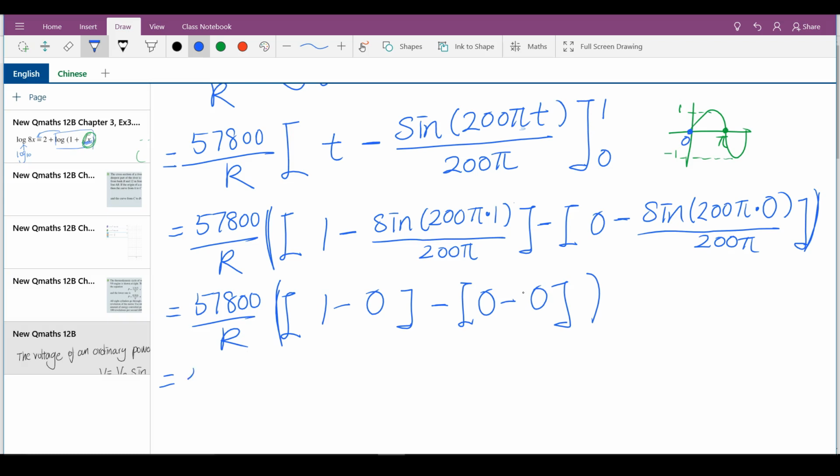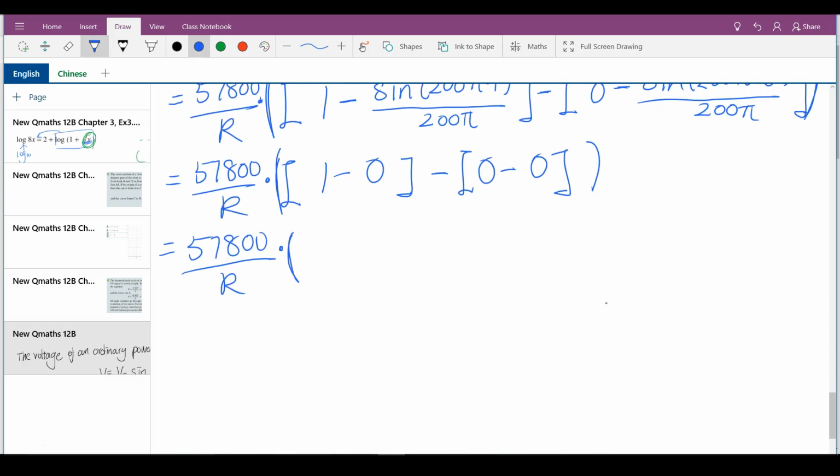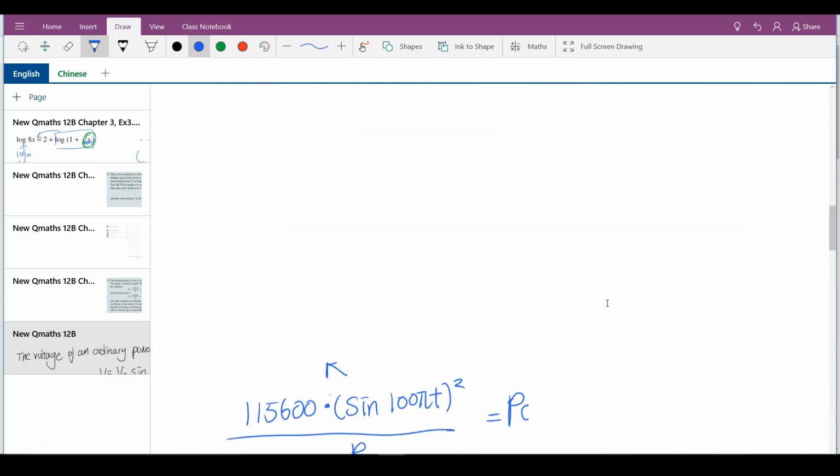So it's literally just 57800 over R multiplied by, because the relationship between them is multiplication, just like before, 1 minus 0 minus 0 minus negative 0. Woohoo! There's still 1. So it's just 57800 over R. Right? Because that's what the question is asking.